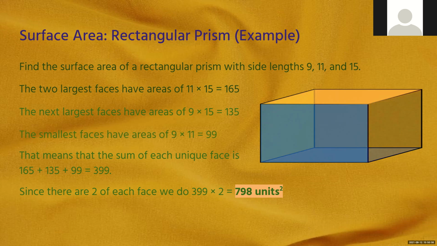And then the smallest faces have areas of 9 times 11, which is equal to 99. So that means the sum of each unique face is 399, because 135 plus 99 plus 165 is 399. However, since there are two of each face, we do 399 times 2 and we get 798 as our answer. So does anyone have any questions about that?